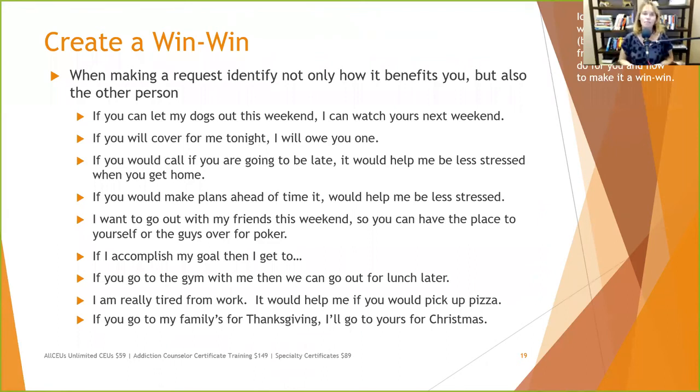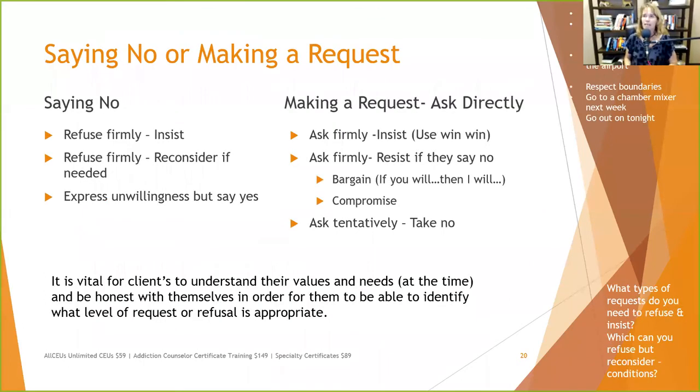Generally, you'll get the pizza either way, but it comes across nicer if you present it as a win-win. And I'll go to you. If you go to my family's for Thanksgiving, I'll go to yours for Christmas. It's another one of those common struggles that couples often have. So creating a win-win, figuring out how to make it work for everybody. Saying no or making a request.